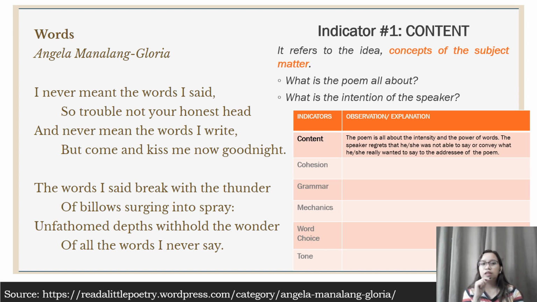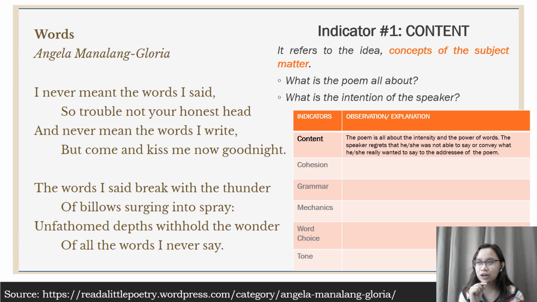So we can interpret here that somehow the speaker, for example, says I love you to the addressee, but he wouldn't want the addressee to trouble about the thing that he or she said. And then it says here, never mean the words I write, but come and kiss me now, good night. So for example, there is a girl or boy who said I love you to the addressee. Pero he wants the addressee to know na, ay teka lang pala, wag mo masyadong isipin ha na sinabihan kita na I love you. Just like that. And then, nakalagay dito, never mean the words I write. Probably the speaker is saying na, though I said those things to you, wag mo masyadong isipin yung sinabi ko.